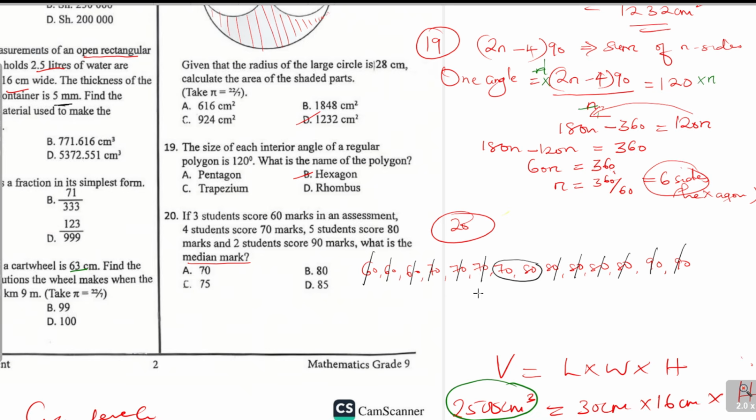You get the average of the 2: 70 plus 80, divided by 2. This gives 150, and 150 divided by 2 gives the median as 75. So that is how you're supposed to work out section 1 of that paper.